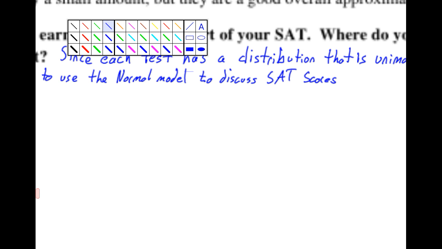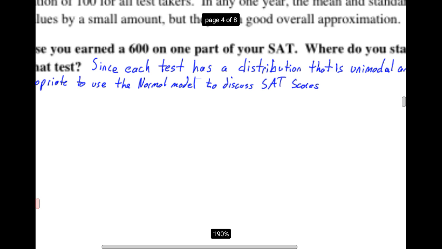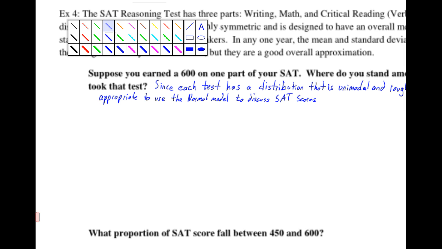Okay, so now we want to find that z-score. We know you have a score of 600. We know all the other information, so z equals 600 minus the mean, which was 500, divided by a standard deviation of 100, which conveniently comes out to be a z-score of 1. Okay, so a score of 600 would be 1 standard deviation above the mean.